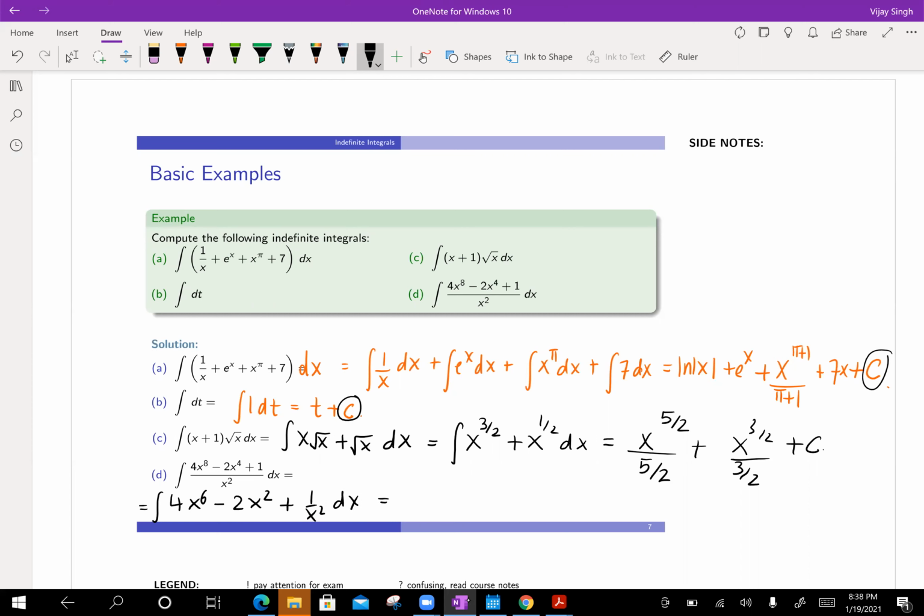And the integral is going to be 4, constant comes out, x to the power 6 integral is x to the power 7 over 7, minus 2. Integration of x squared is x cubed by 3. And this is x to the power minus 2. And what is the integral of x to the power minus 2? x to the power minus 1 divided by minus 1 plus c. So this is how the integral is computed.